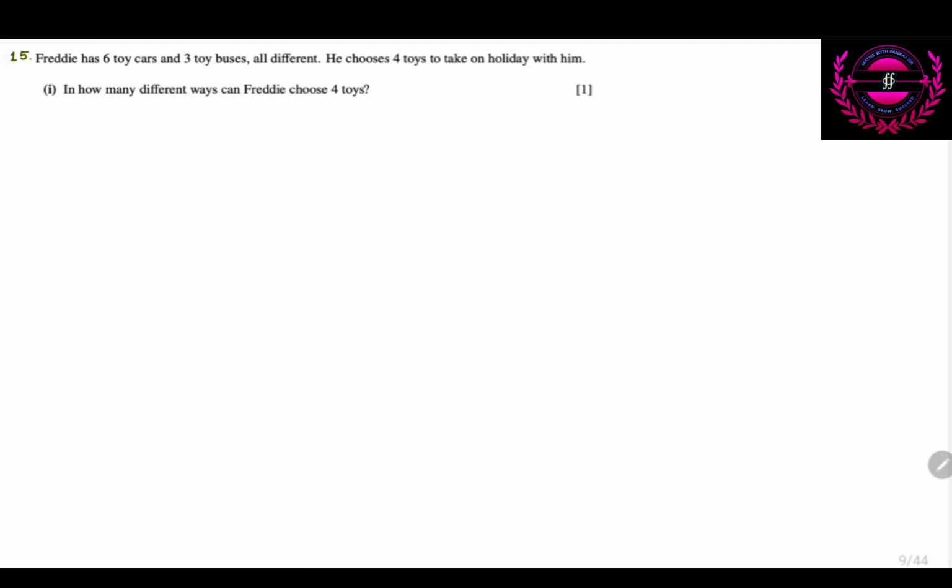Read this 15th question. Freddy has six toy cars and three toy buses, all different. He chooses four toys to take on holiday with him. In how many different ways can Freddy choose four toys? So Freddy has to choose four toys. Total number of toys, 6 plus 3, 9. So Freddy can choose four toys out of 9 in 9C4 ways. So let's move to next question.